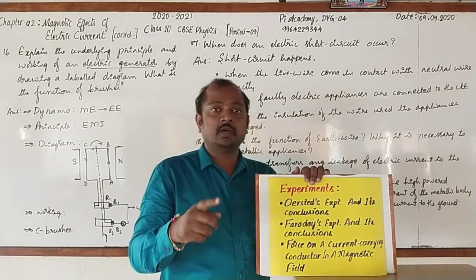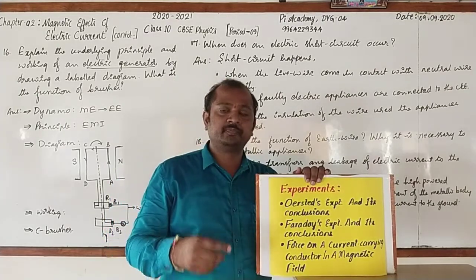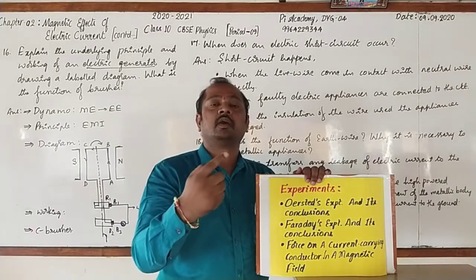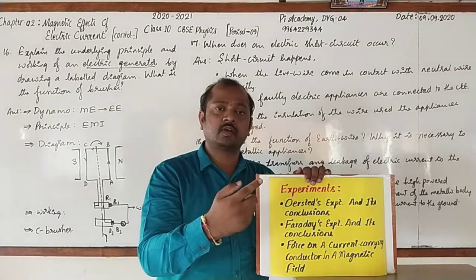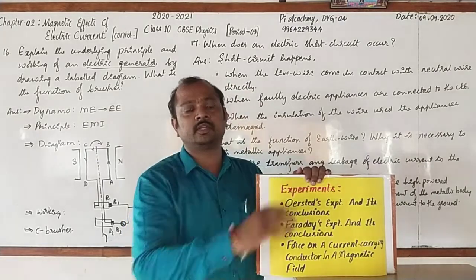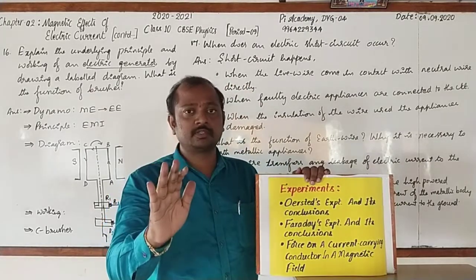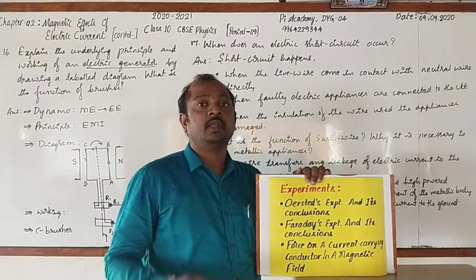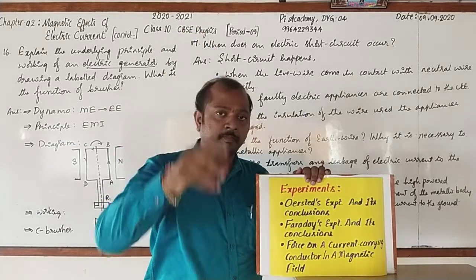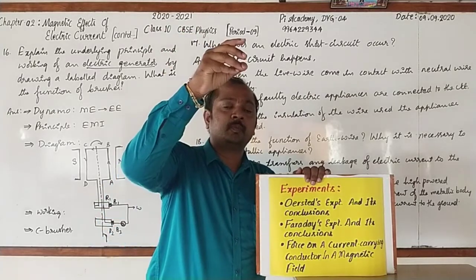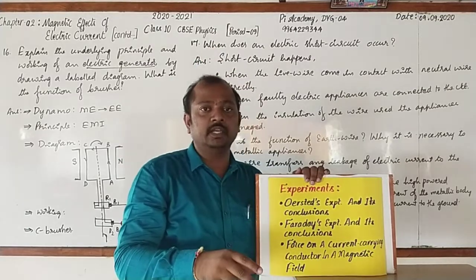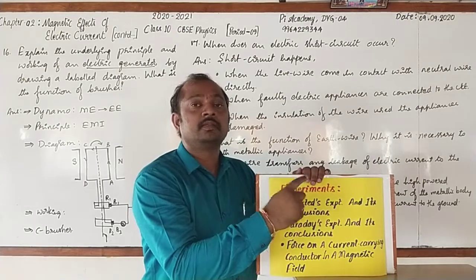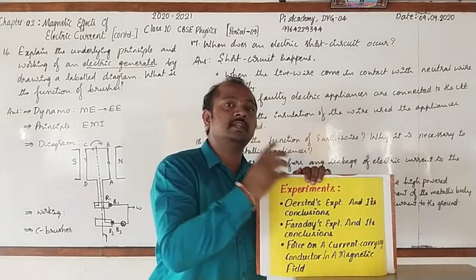And he took a cylindrical cardboard, then he took a long copper wire and wound it around the cylindrical cardboard, and the free ends were connected to the terminals of a galvanometer to check whether the current is generated or not. Then he took a bar magnet, and one pole of the bar magnet was inserted into the coil. Then he noticed that there was deflection in the galvanometer, which indicates that current is induced.